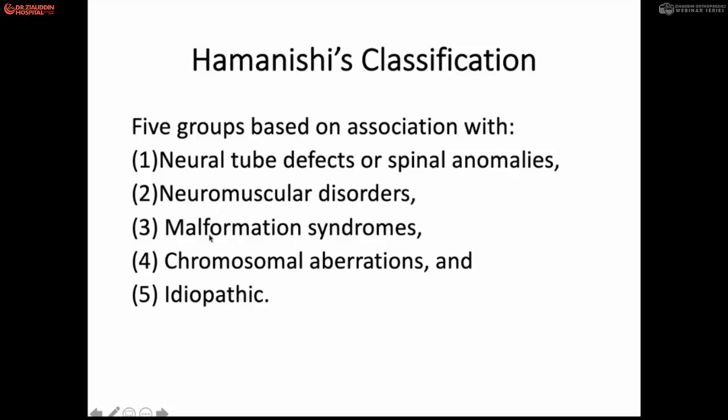If there is a malformation syndrome like arthrogryposis congenita, it is called type 3. If there are chromosomal abnormalities, it is called type 4. And type 5 is idiopathic, when the reason is not known.